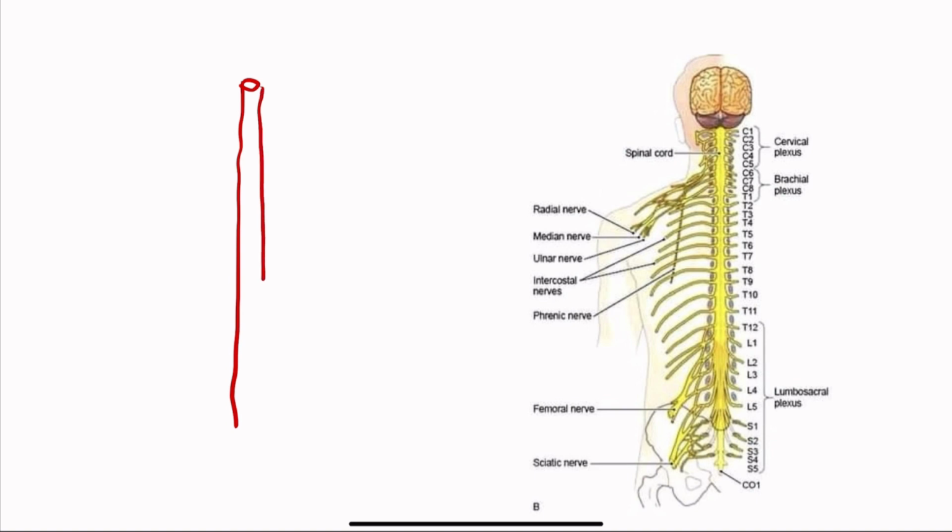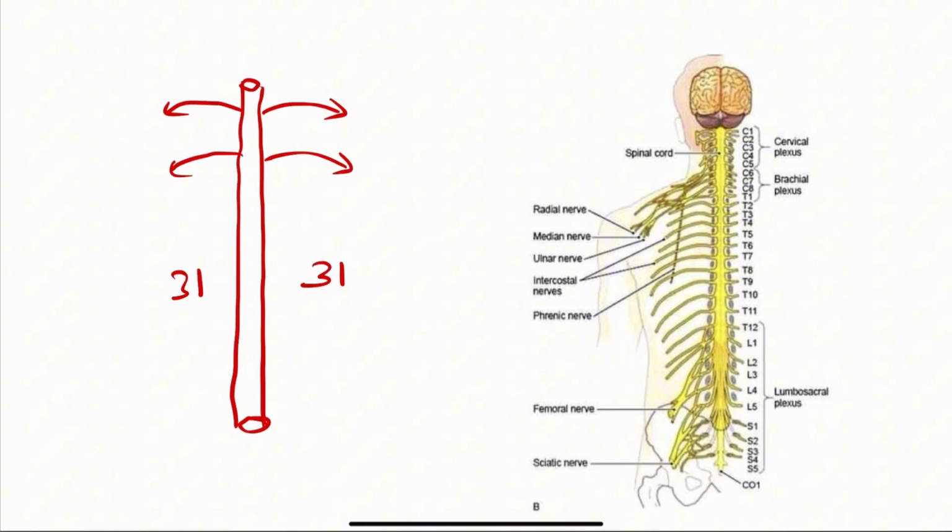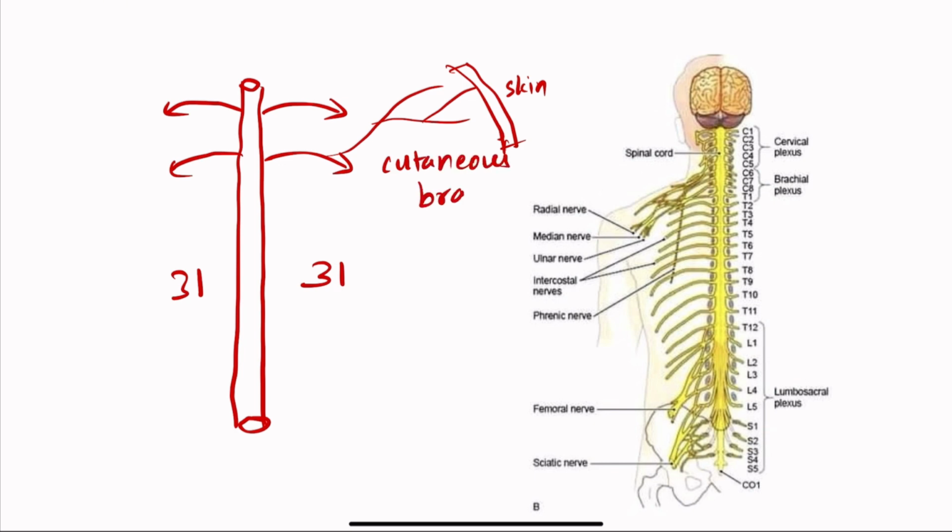This is the spinal cord. From either side of the spinal cord arise spinal nerves. There are altogether 31 pairs of spinal nerves, 31 on this side and 31 on this side. These spinal nerves are supplied to various parts of the body. A few of these spinal nerves also form branches that supply the skin or the superficial region. And these are nothing but the cutaneous branches. These are the branches that are supplied to the superficial fascia.